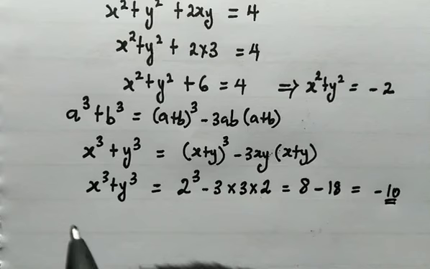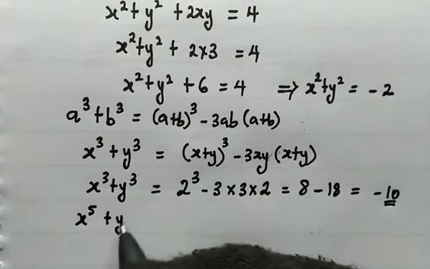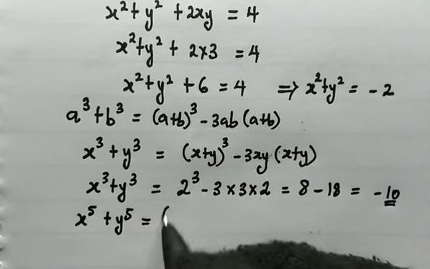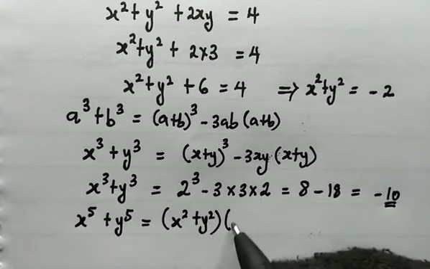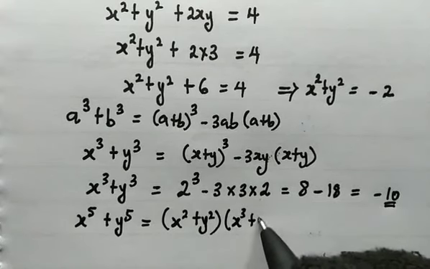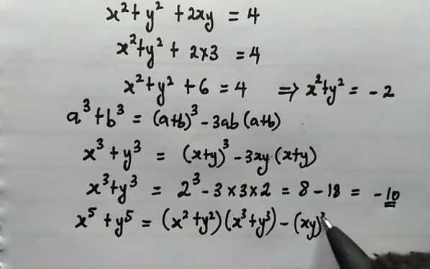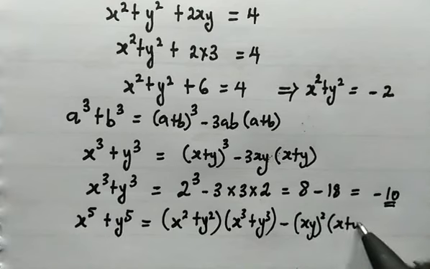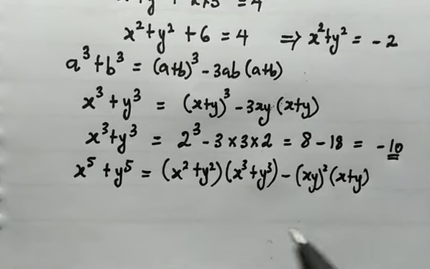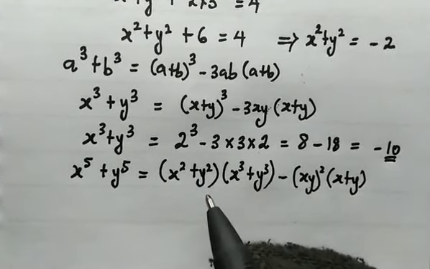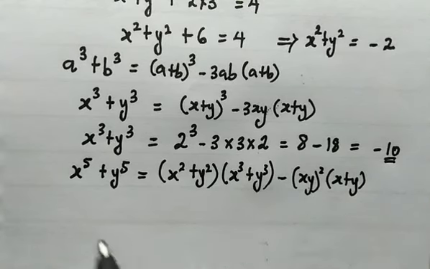Now, let us recall again that the expression we're asked to evaluate, x to the power of 5 plus y to the power of 5, is equal to x squared plus y squared multiplied by x cubed plus y cubed, minus x times y squared into bracket x plus y. So from here, we're going to substitute the value of x squared plus y squared, x cubed plus y cubed, x times y, and x plus y.